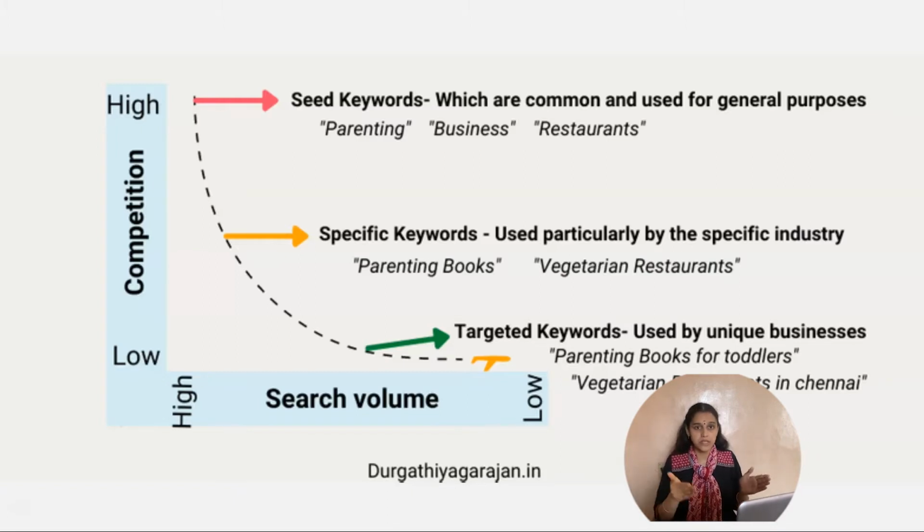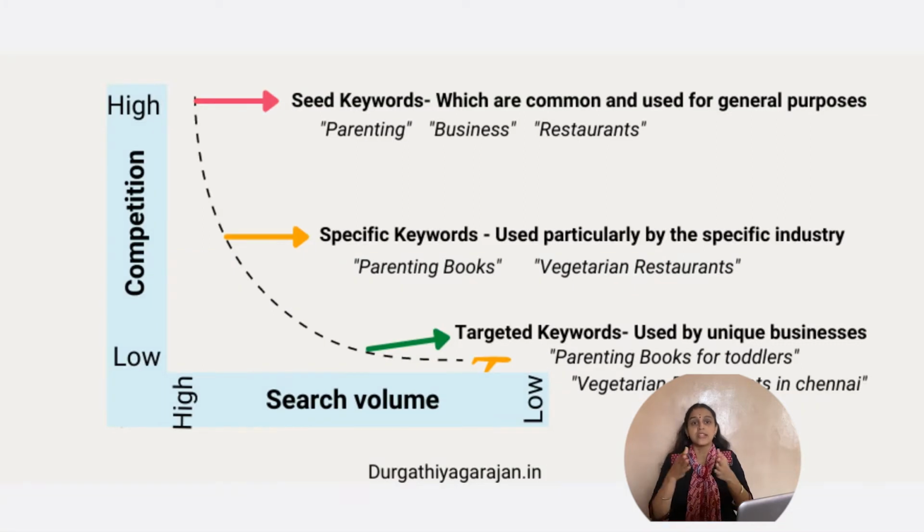I am targeting the specific audience, vegetarian restaurants in Chennai. So I am targeting the audience who want vegetarian restaurants in the location of Chennai. So it is very specific, right?